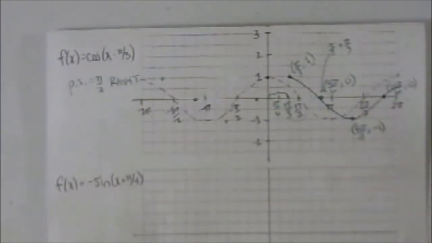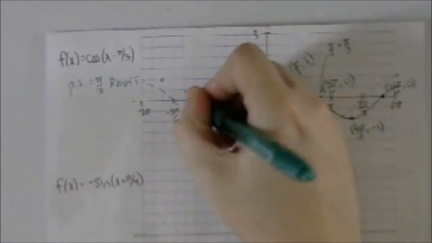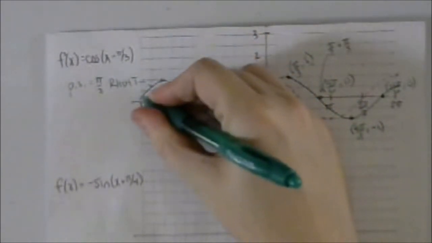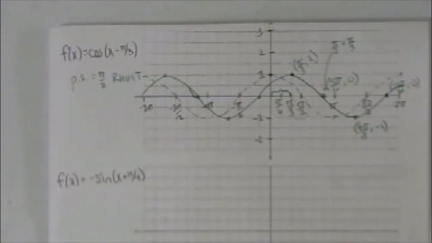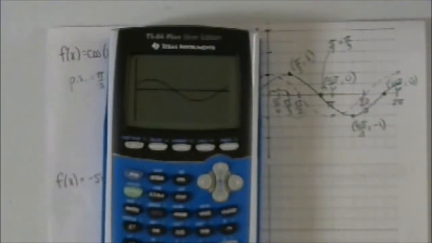From this point, swoop down, down, up. From this point, and there we go. Well, let's compare my final answer to what I had predicted with my calculator. Do these look approximately the same? And the answer is yes. I have successfully graphed cosine of x minus pi thirds.